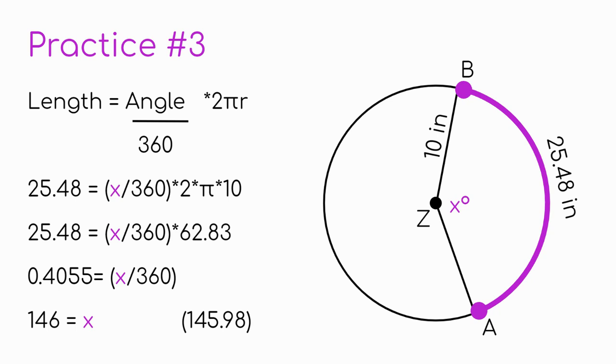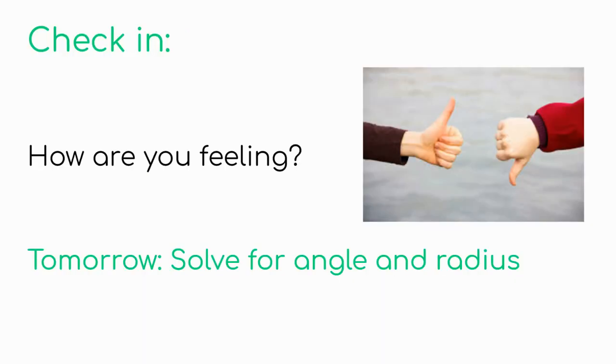If you got something different, make sure you didn't round too early. If you have any questions, ask me. I can go through some more problems with you if you want some help. This is a lot. So yesterday we learned how to find arc length. Today we're going to be solving for the angle and the radius. So we're using the same formula. We're just working backwards.